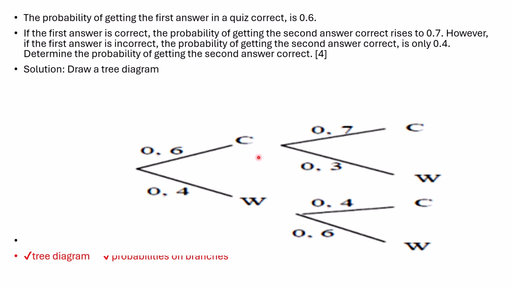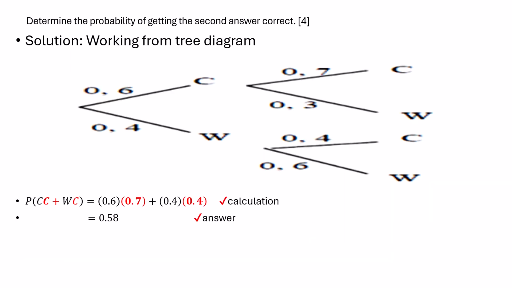Right, we give you 1 mark for the tree diagram and 1 mark for the probability on the branches. So 2 marks for the tree diagram. Now let's answer the question. We're looking for the probability of the second answer correct. So we're looking for CC or WC, where the second one is C. I didn't list the outcomes. Normally you would list the outcomes, but they didn't give a mark for it. Right, so let's go to the next slide.